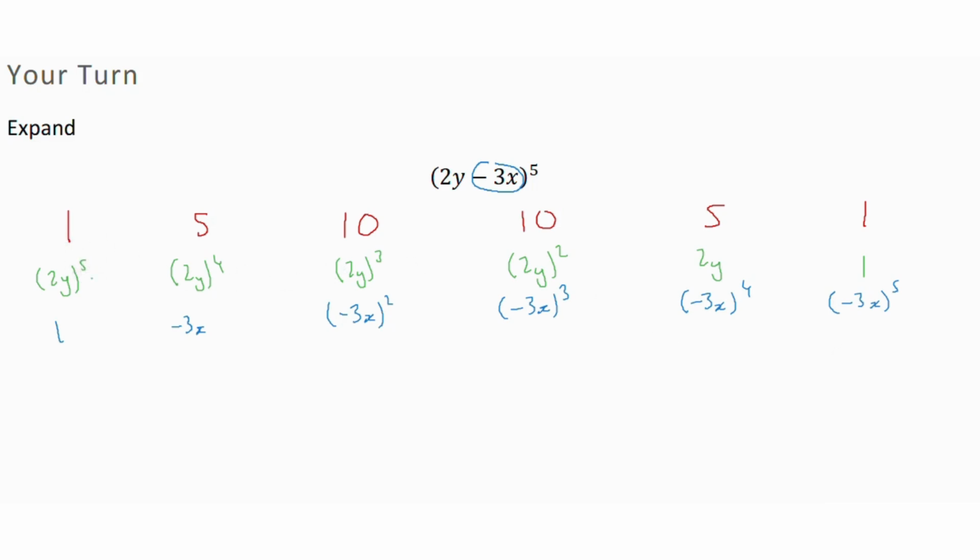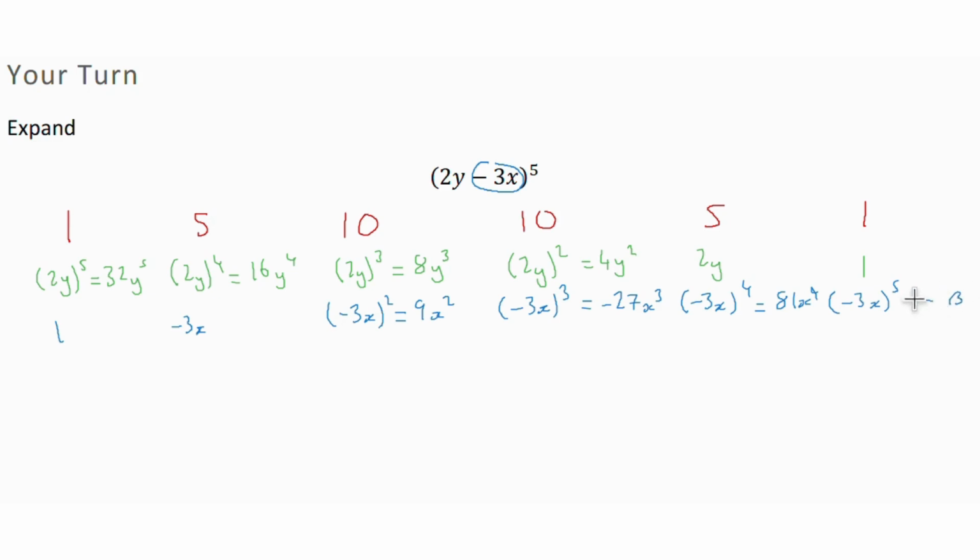Let's evaluate the other ones. This one is going to be 32y to the 5. This one is 16y to the 4, 8y cubed, and 4y squared. On the bottom row, minus 3 squared is going to give us positive 9x squared. This one's going to give us minus 27x cubed. This is going to give us positive 81x to the 4. And this one's going to give us minus 243.